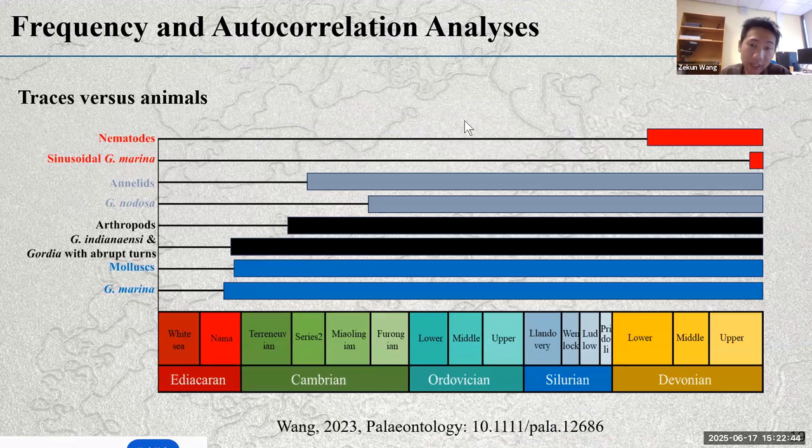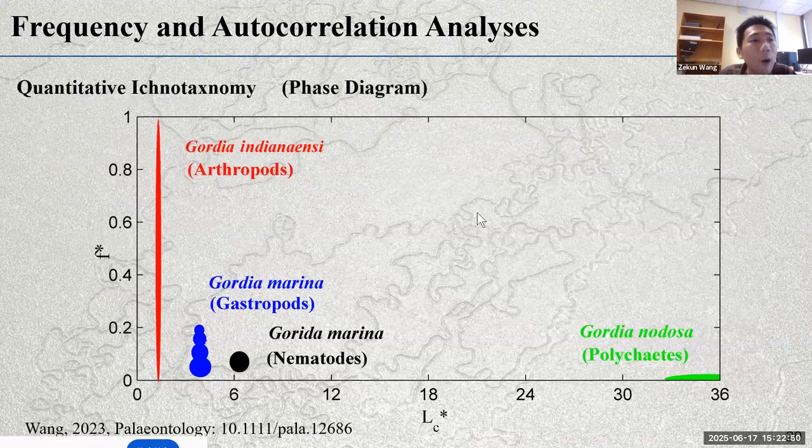And some of the trace fossils actually appeared at least a little bit earlier than the trace makers. But we can also use this matrix to do the classification of trace fossils, the ichnotaxonomy. As you can see, the x-axis is the characteristic autocorrelation scale, and the y-axis is the major frequency. For the Gordia traces left by arthropod, it has a very small characteristic autocorrelation scale, which is 1.4, and it doesn't have a major peak, so the major frequency, the y-axis, spans a very wide range.